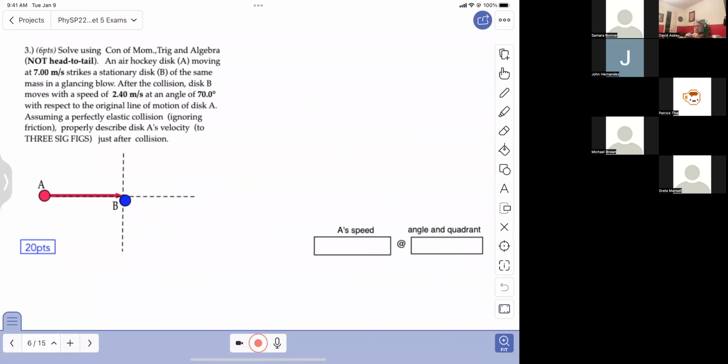Number 3, this is once again the shortcut, but this time with units, with numbers.